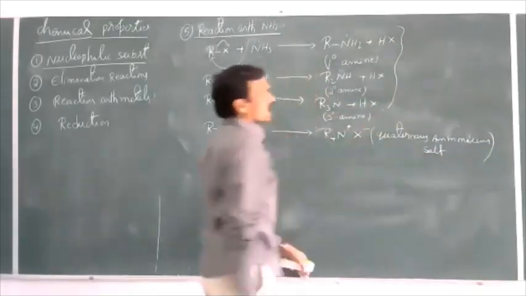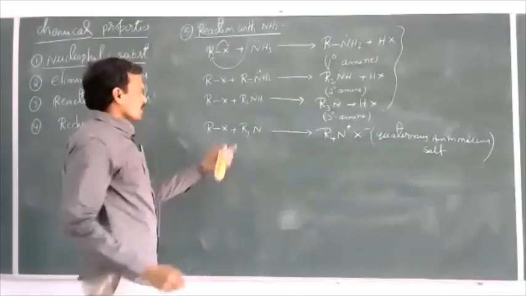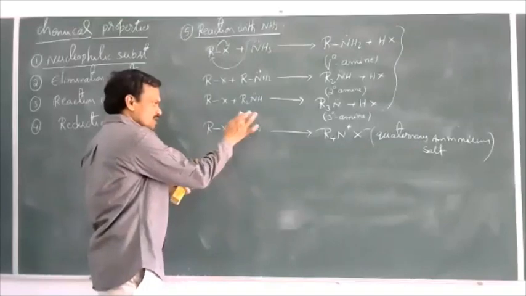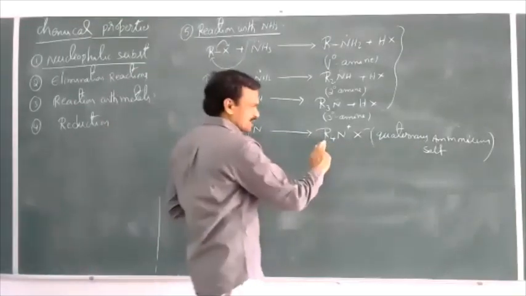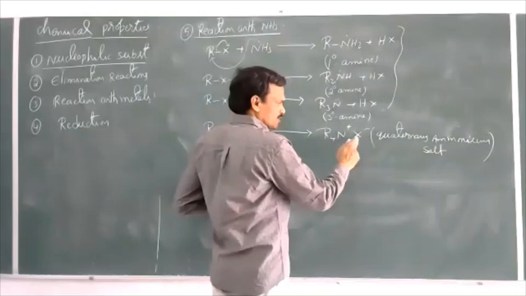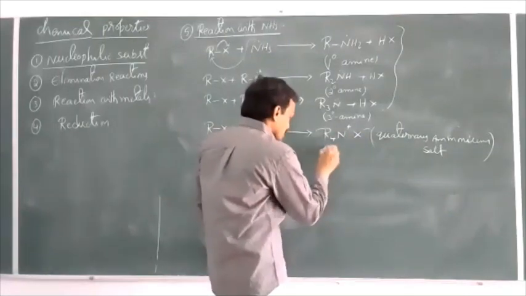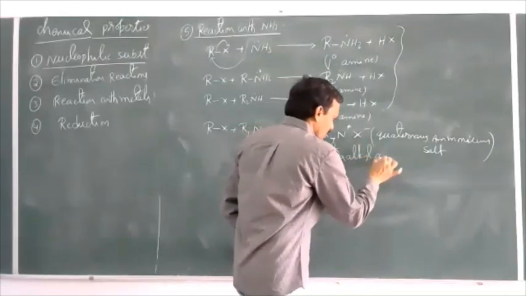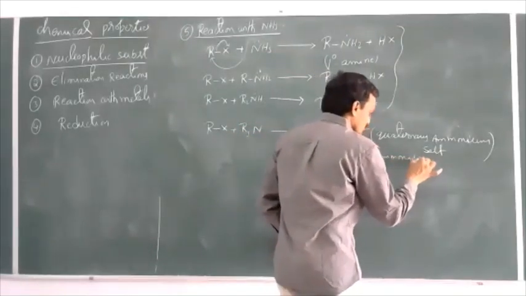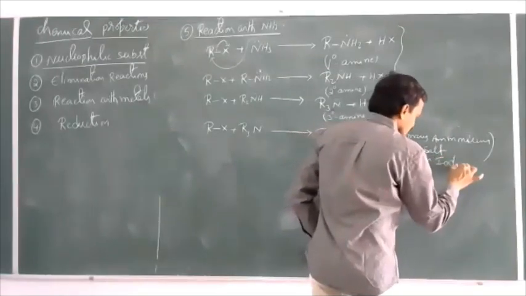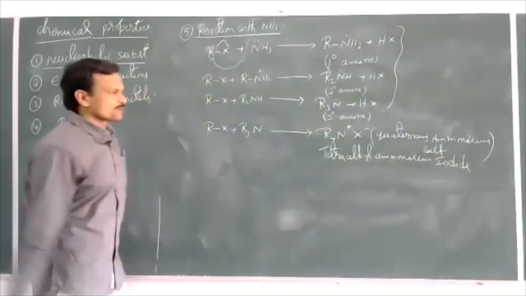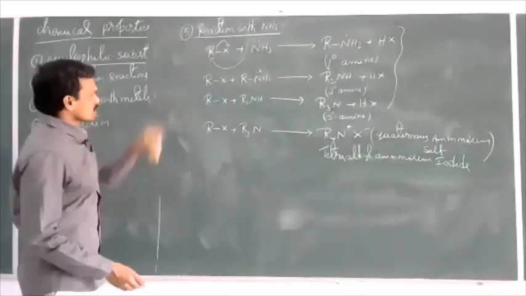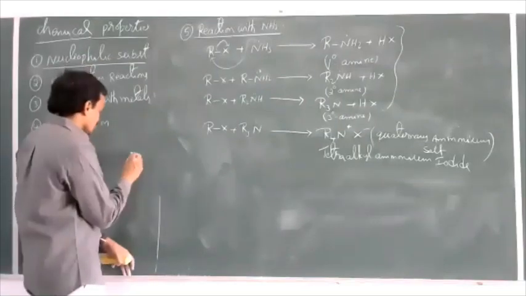First three steps are nucleophilic substitution reactions, whereas the fourth step is not substitution, this is just addition. Nitrogen donates electron pair to alkyl group and forms a tetra alkyl ammonium ion, and to that halide ion is attached. Simply this is written as tetra alkyl ammonium iodide. So the name of this product is tetra-alkyl ammonium iodide. So this is the sequence of reactions with ammonia.